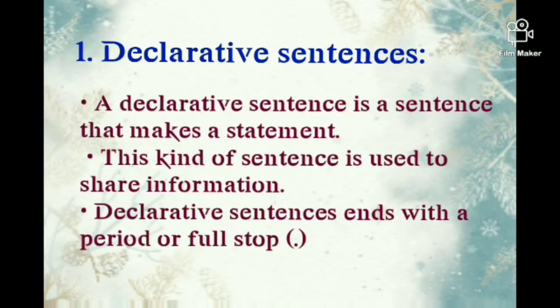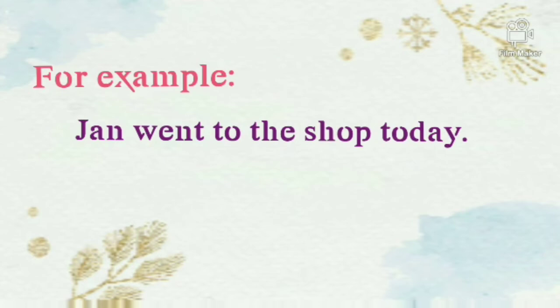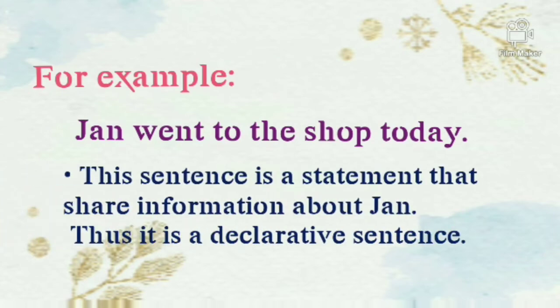Declarative sentence. A declarative sentence is a sentence that makes a statement. This kind of sentence is used to share information. Declarative sentences end with a period or full stop. Here is an example of a declarative sentence. Jan went to the shop today. This sentence is a statement that shares information about Jan. Thus, it is a declarative sentence.